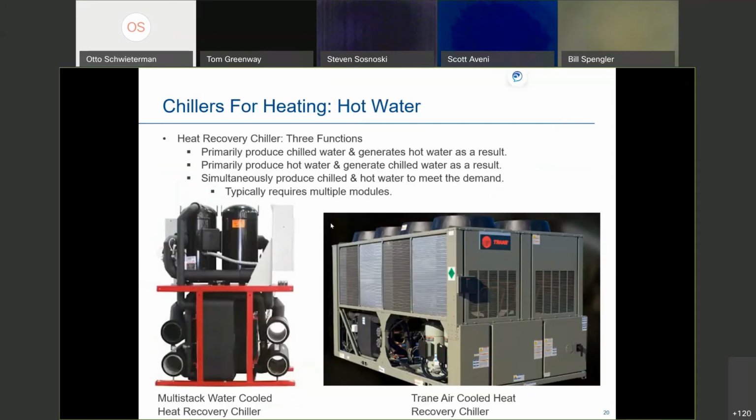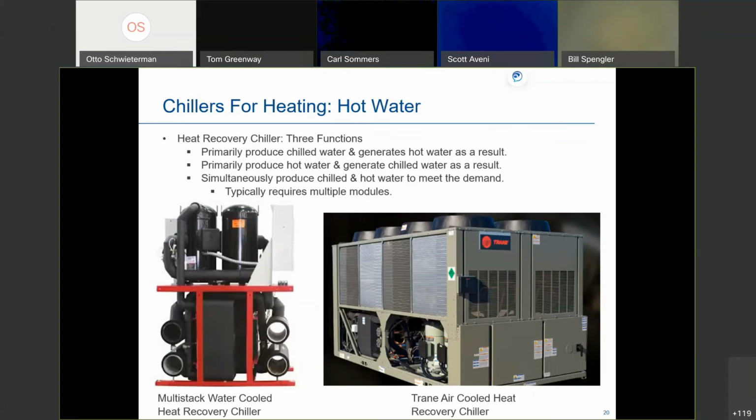Chillers can also be used for heating. Typically you see boilers that make up the hot water, but as we move forward, we try to do more with electrification instead of having natural gas on site. I think we're going to see quite a bit more heat recovery chillers making hot water with electric. Earlier we showed a slide of a heat pump, the heat pump refrigeration cycle. That's exactly what this is doing.